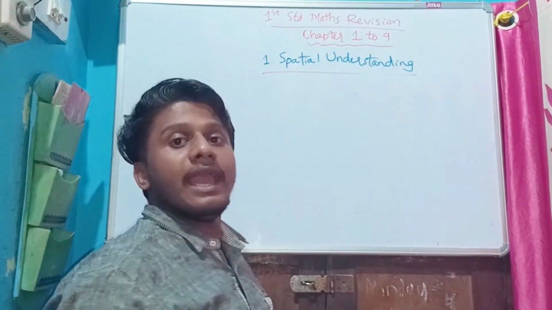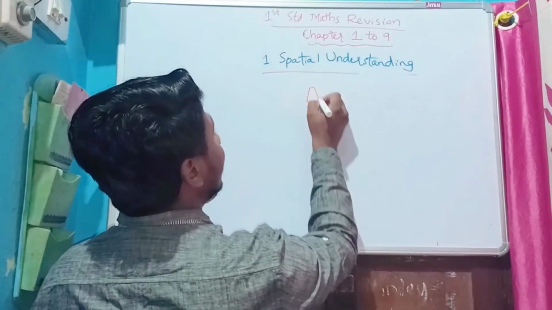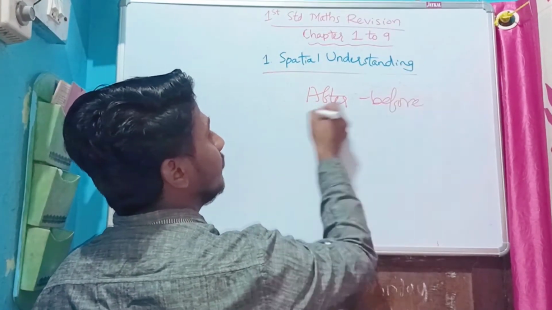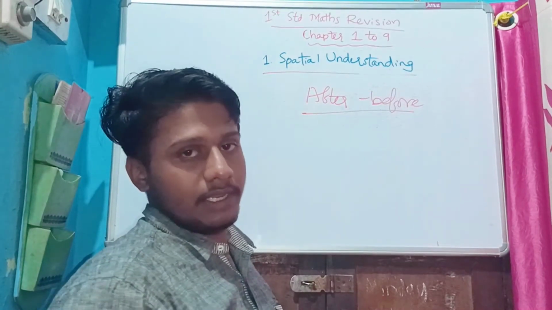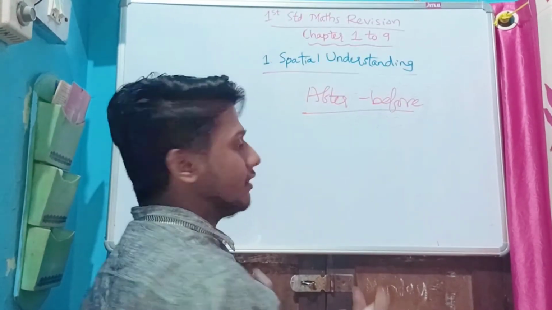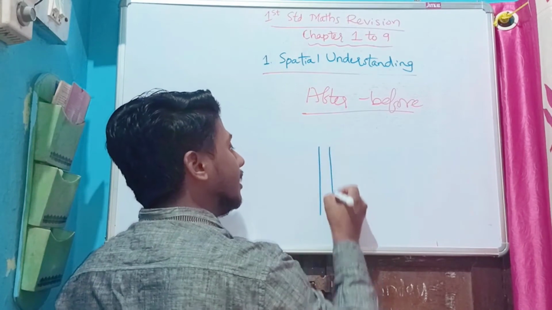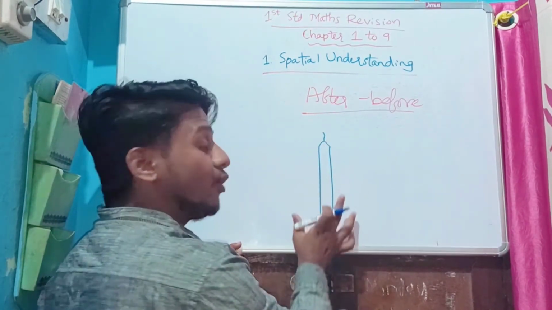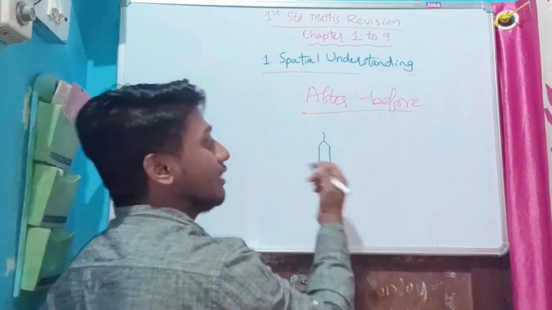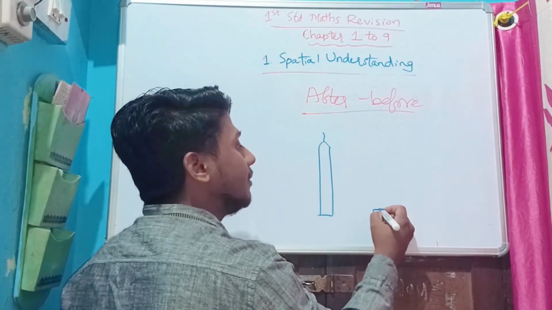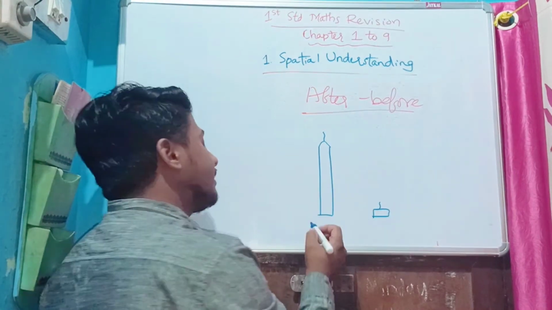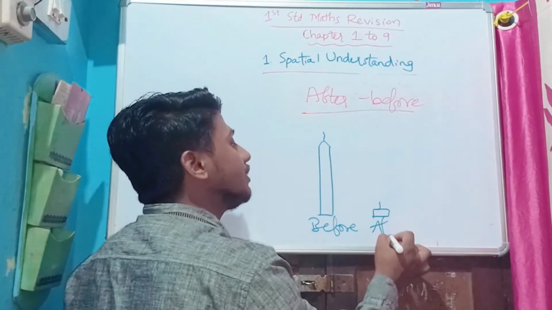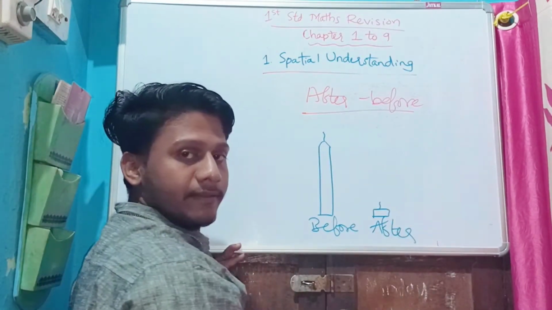Okay, and lastly we studied about after, before. After, before. For example, here to understand this, if you consider example of a candle. Candle, before burning it will be like this. Before burning it will be like this. After burning it will be reduced. Yes, this is a situation we can see before burning. This is a situation we can see after burning.